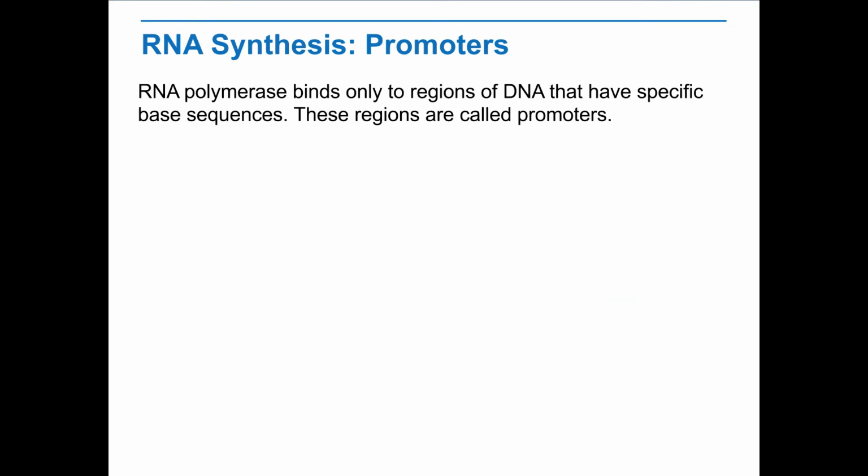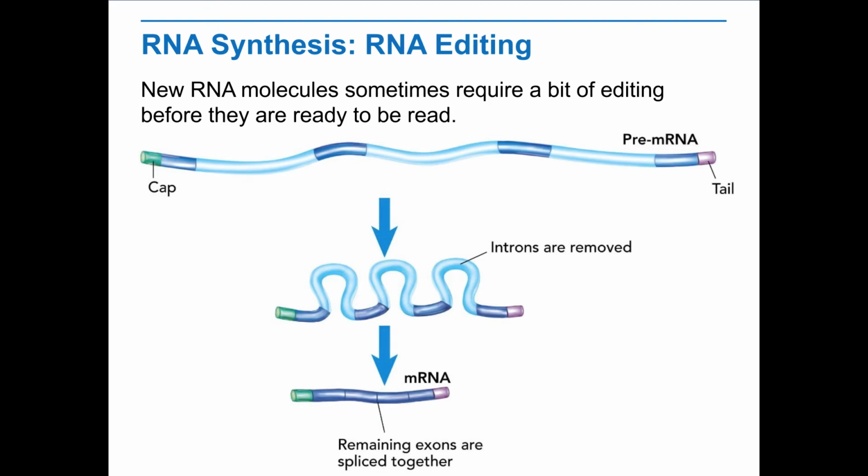Okay, so RNA synthesis happens at promoters. RNA polymerase will bind to these regions that have specific base sequences, and we learned about this earlier in DNA replication. There are specific promoters that the RNA polymerase will read and say, okay, this is where a gene starts, and it'll start to code that. After that RNA is made, it goes through some different things. One of the key things is what we call RNA editing.